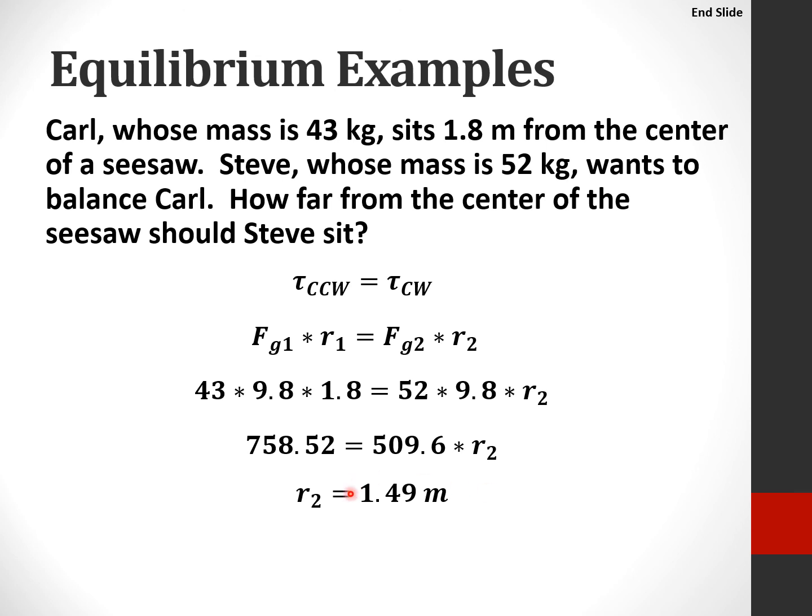Now, hopefully that makes sense with 1.49 meters for R2, which is where Steve is sitting. Steve has more mass than Carl. With more mass, he needs a smaller lever arm, so 1.49 as opposed to 1.8. And that's the trade-off in order to balance. With more force being applied, he's going to have a smaller lever arm, so that way when they multiply together, they get the same answer.